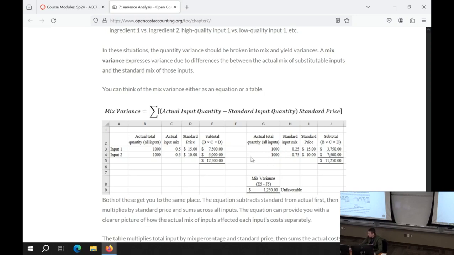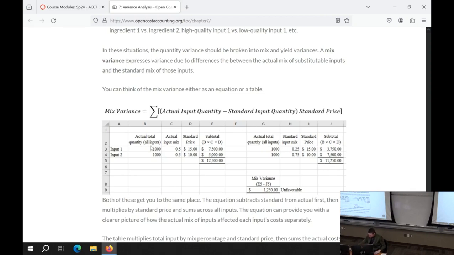And at standard, we took input 2, our actual of 1,000, multiplied by the 0.75 here. That's what we expected. 3/4 of that 1,000 should have been, based on the standard mix, input 2. And it's only at $10, so it's the cheaper of the two inputs. So we would have expected $7,500 of input 2 in our mix. So this is our standard cost for this type of input. Again, direct material, direct labor. Our standard cost for 1,000 hours or 1,000 gallons of whatever the input is $11,250.